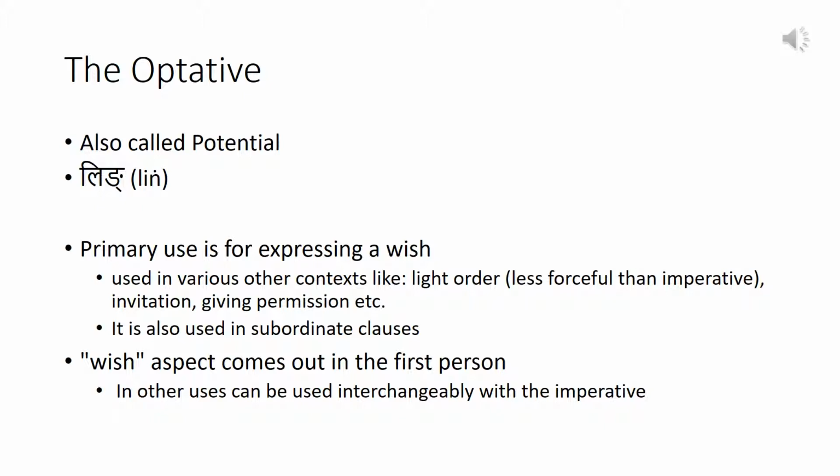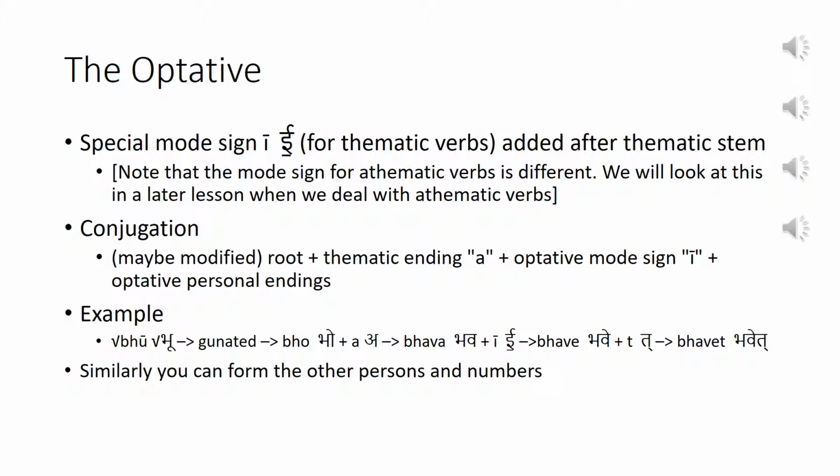The real wish aspect of the optative comes out in the first person. In other uses, in many a case, the optative can be used interchangeably with the imperative. The optative mode has a special mode sign E. The optative endings are added to the stem to which the optative mode sign has been added. For thematic verbs, the mode sign E, when combined with the final A of the thematic stems, produces an E as the ending of the optative stem. Note that the mode sign for athematic verbs is different. We will look at this in a later lesson when we deal with athematic verbs.